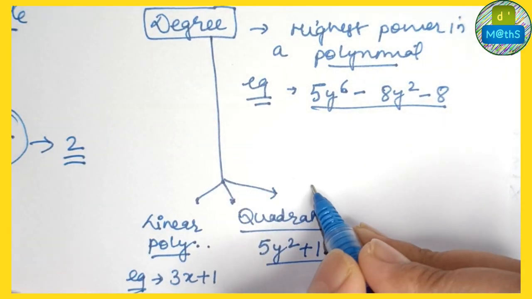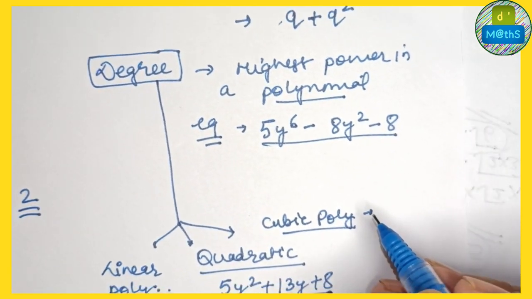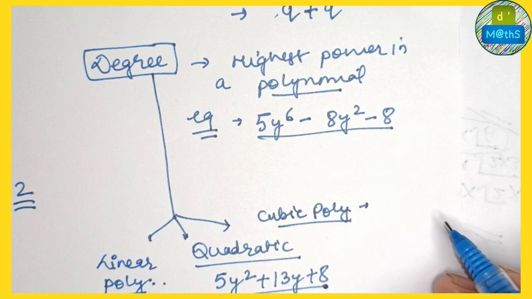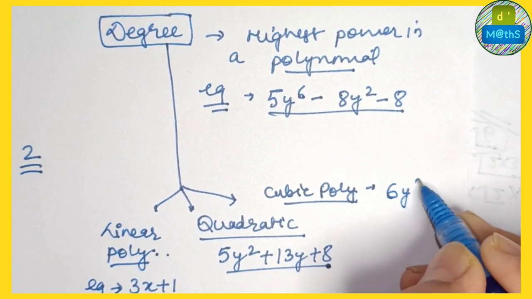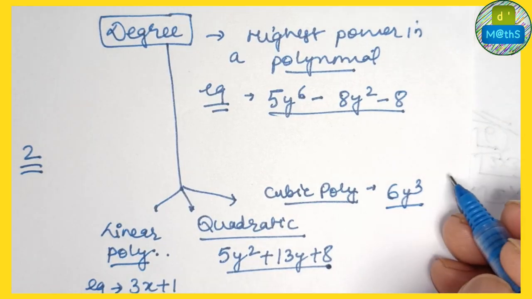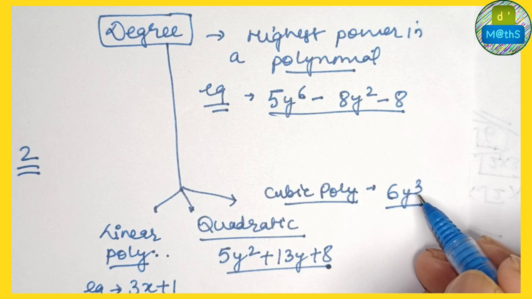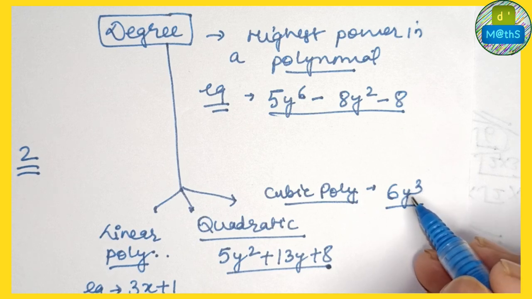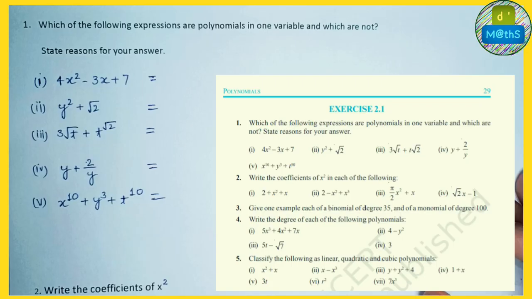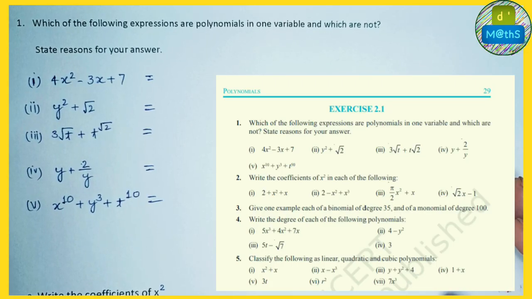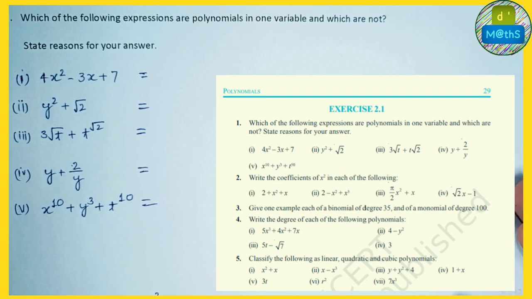Another one will be called a cubic polynomial. So what is a cubic polynomial, friends? A cubic polynomial is where the degree of the polynomial is 3 only. Suppose 6y cube is given. Here the maximum degree is 3 only. If a polynomial has highest degree 3, then that polynomial is considered a cubic polynomial. I hope you understand these concepts. Now I assume that you understood each and every concept that I have discussed with you.